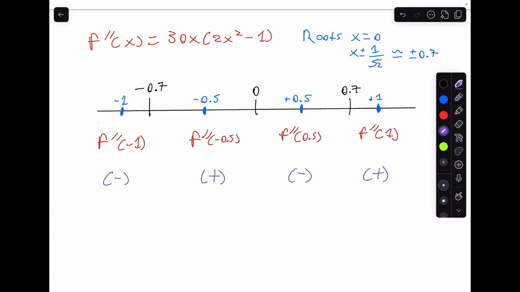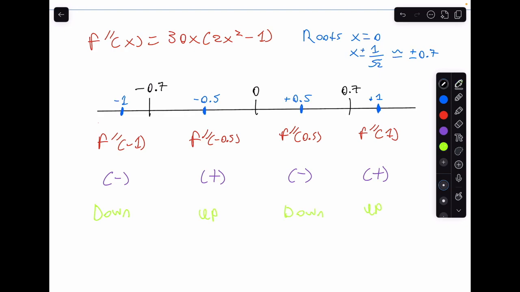So the second derivative tells us information about concavity. When it's negative, in the first case here, it's concave down. When the second derivative is positive, it's concave up. And now we can fill in the rest.